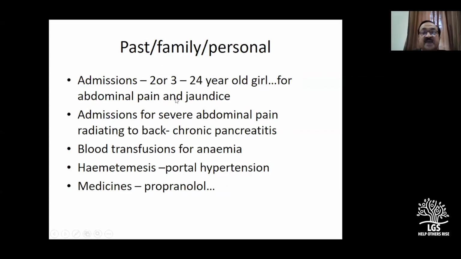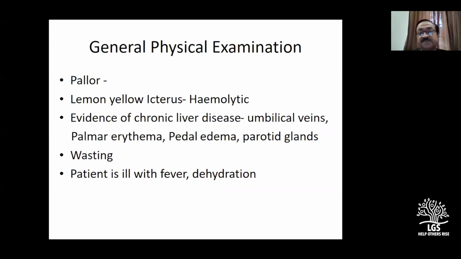I mentioned a young girl with recurrent admissions, she will go for a hemolytic anemia. This is for chronic pancreatitis. The patient has been admitted to the hospital many times for blood transfusion for anemia. A young patient, I have seen this, and it was a case of extrahepatic portal hypertension with varices and bleeding. People thought only alcoholics will develop portal hypertension. So she is a girl, and that was a case of portal hypertension. Also ask whether the patient has been put on any drugs, especially to reduce the portal pressure, propranolol, etc. So you take the past history, family history, personal history. I will not go into further detail.